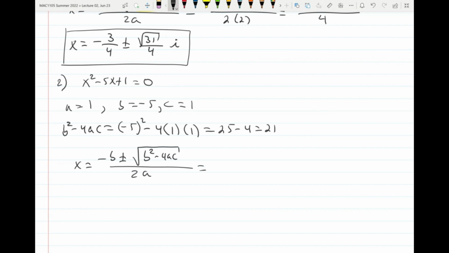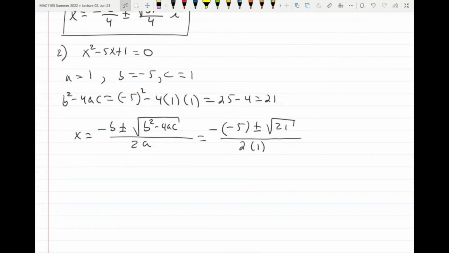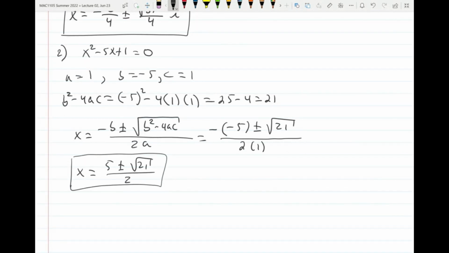And now we just plug in the numbers. So negative b. Remember, here you have to be careful. This negative is from the formula. Now, if b happens to be negative itself, then there will be negative, negative, making it positive. So let me just write it down. It'll be negative, negative 5 plus or minus the square root of 21, over 2 times 1. And now just simplify, and we get 5 plus or minus the square root of 21 over 2. Good.